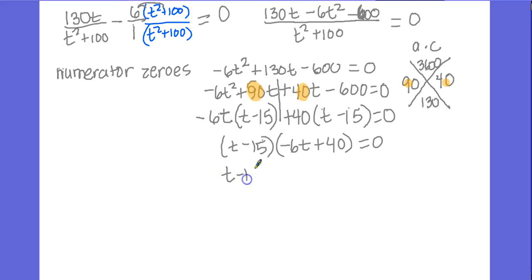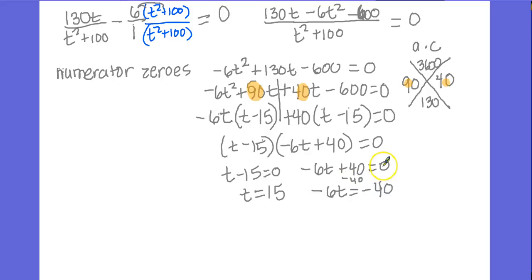So I'm going to set t minus 15 equal to 0, and negative 6t plus 40 equal to 0. And I'm going to be a good student and be careful. T equals 15, because I'm adding 15, or negative 6t equals negative 40, because I'm subtracting 40. And then I need to isolate that t, so I'm going to divide by negative 6, and I get t equals, negative divided by negative is positive, 20 thirds.